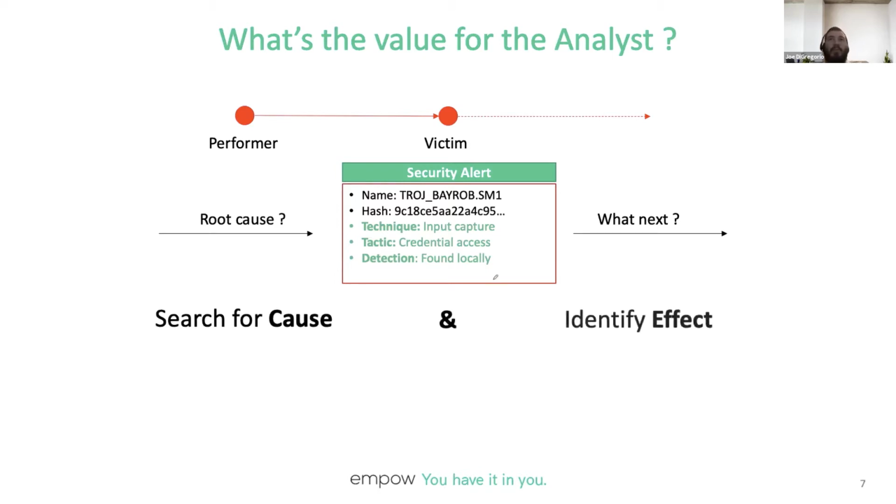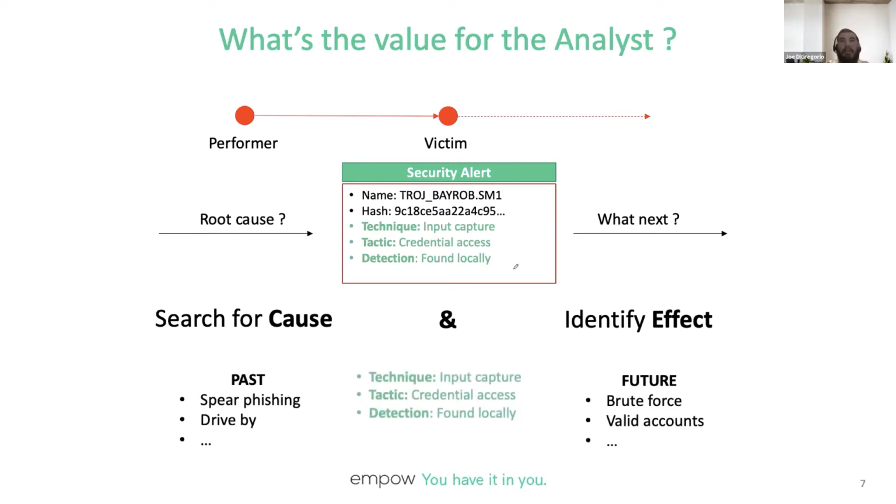We have input capture, credential access, and information regarding the detection. We're just saying it's found locally within the system. So we're going to search for a cause and identify the effect of what's going on. That's really going to give us insight into what may have occurred in the past and what might be happening in the future. If we understand what's going on with this type of file, we can try to get information regarding how it may have gotten into our environment and what may be happening if they want to go forward. This is going to potentially help you with identifying who's next within your environment.